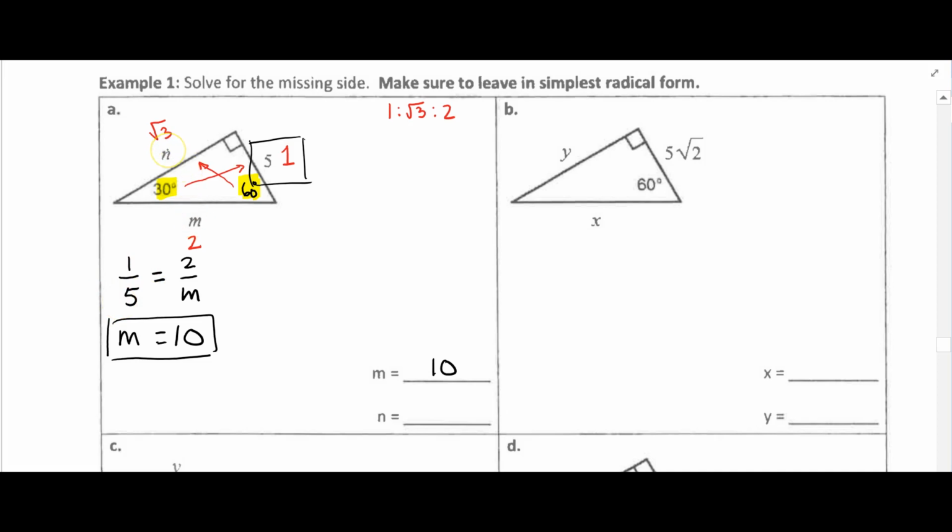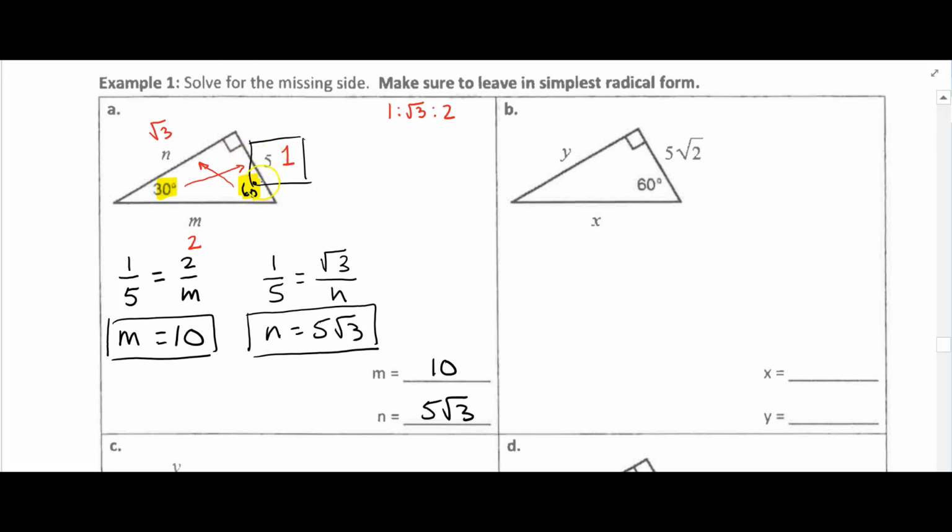Now I need to find N, so I'm going to use that same ratio. I'm going to do 1 over 5, so that was red over black. So my next fraction I also have to do red over black, so that's going to be root 3 over N, and we'll cross multiply. N times 1 is N, and 5 times root 3 is simply 5 root 3, and there we have N. So 5 root 3.